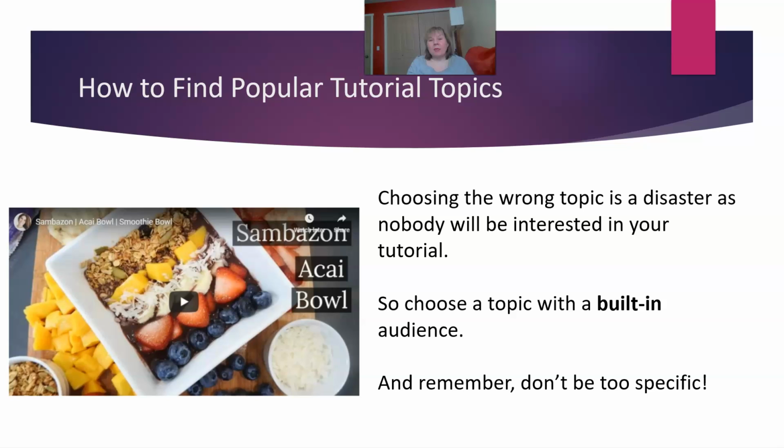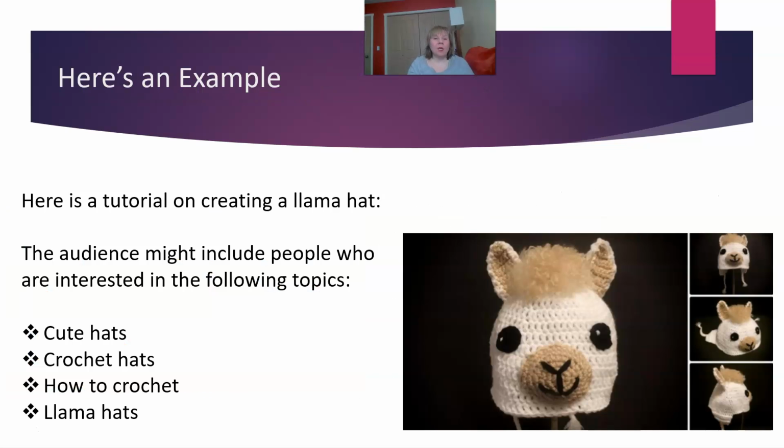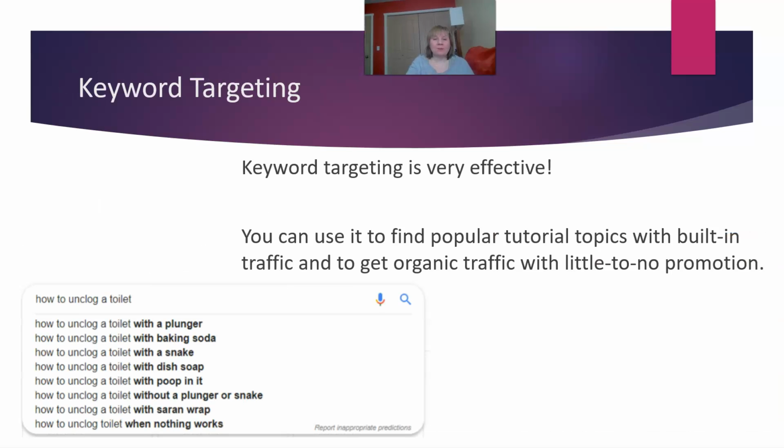Also, choosing the wrong topic can be a disaster because there might not be enough people interested in what you're talking about. So you really want to find something that has a built-in audience. And you don't want to be too specific either. You want to get a nice cross-section where there's enough people looking for what you're going over. For example, here's a tutorial on creating a very cute llama hat. The people interested in this tutorial might be interested in things like cute hats, how to crochet, and llama hats. Llama is a little specific, but if people are interested in doing animal hats or learning how to do hats in general, this is something they might be interested in.